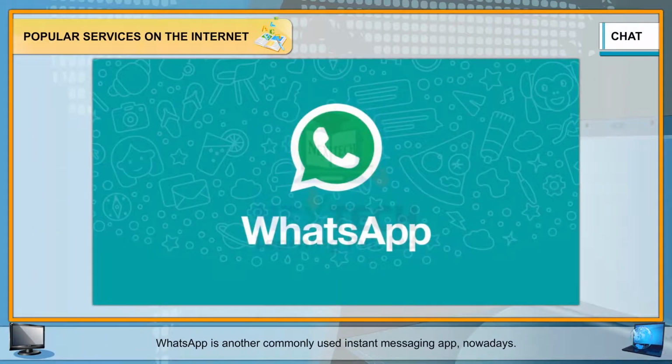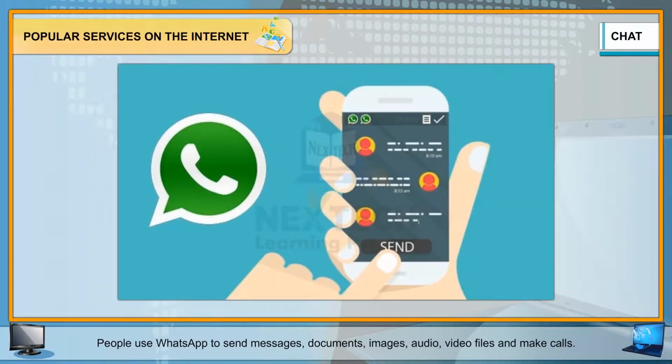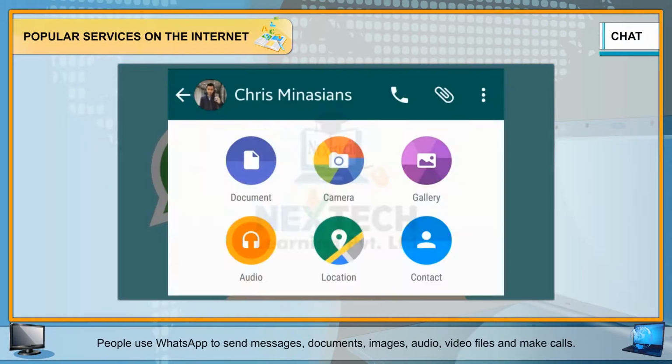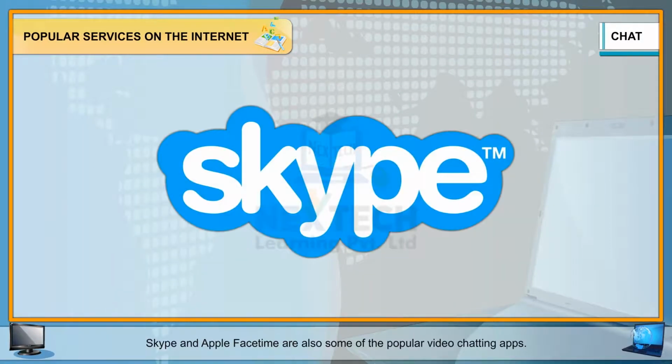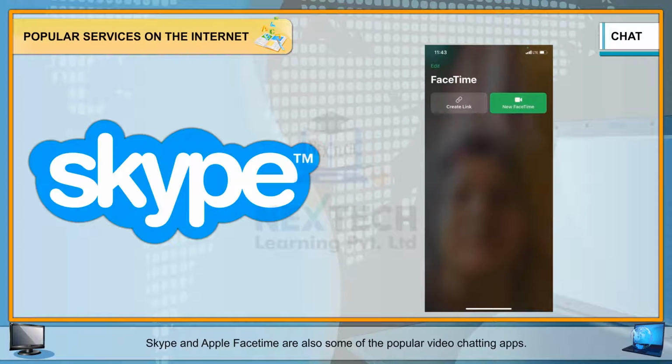WhatsApp is another commonly used instant messaging app nowadays. People use WhatsApp to send messages, documents, images, audio and video files, and make calls. Skype and Apple FaceTime are also some of the popular video chatting apps.